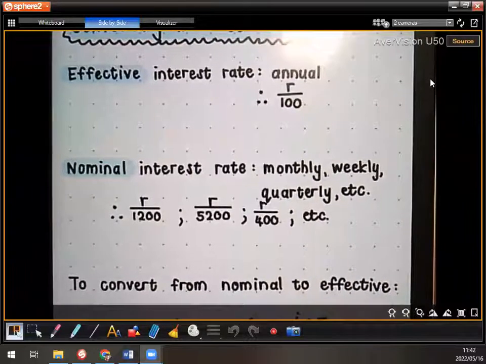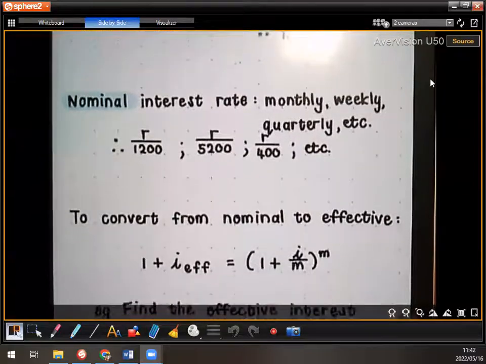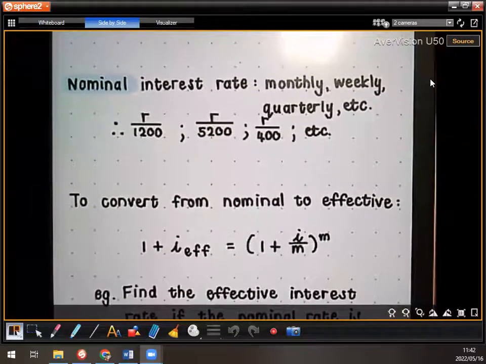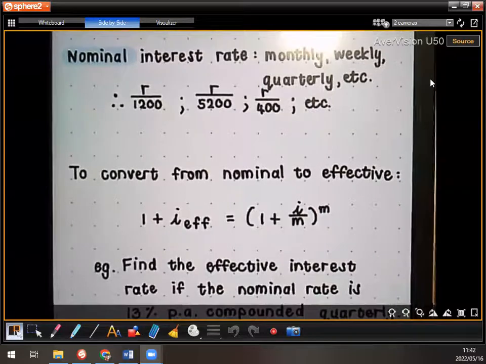Now we're going to learn a new formula, guys, to convert from a nominal interest rate to an effective interest rate.